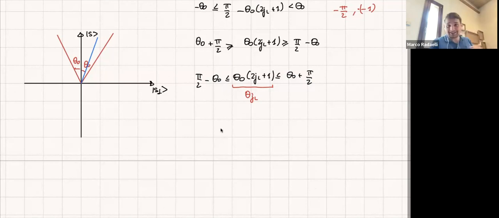Now importantly, at this point, we have to prove the quantum advantage. Because, how many times do we need to do this?